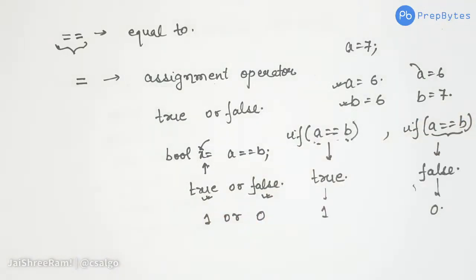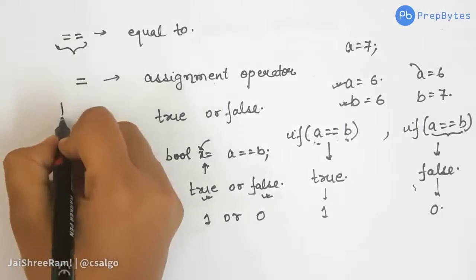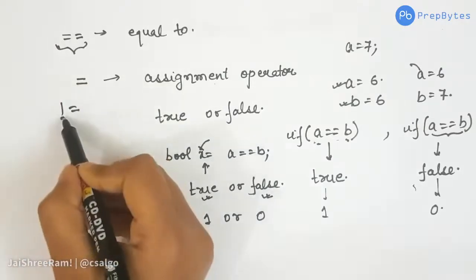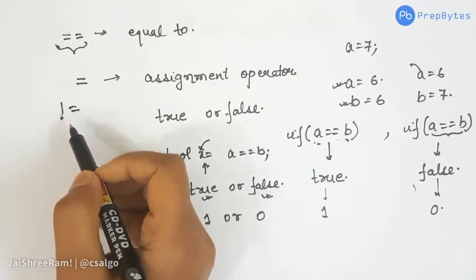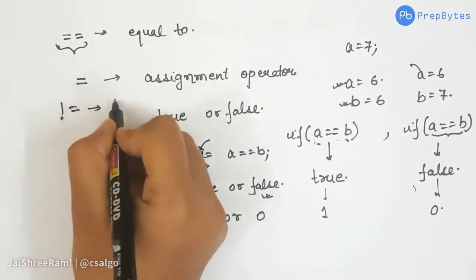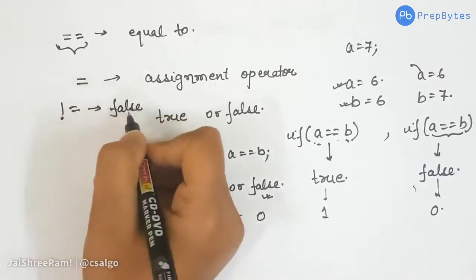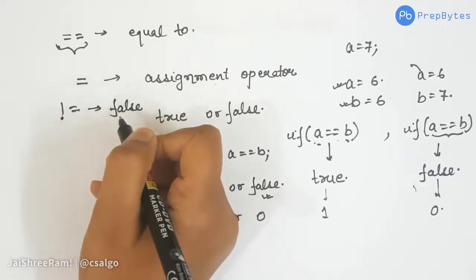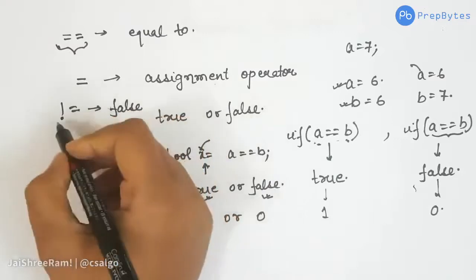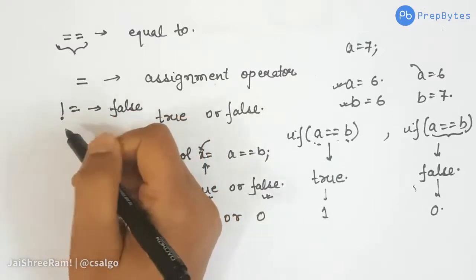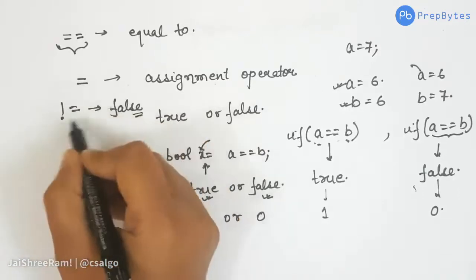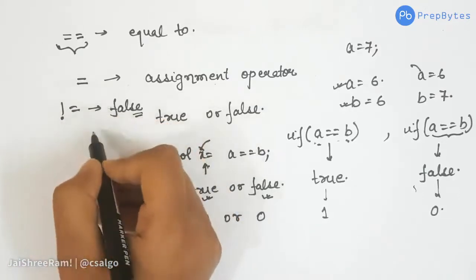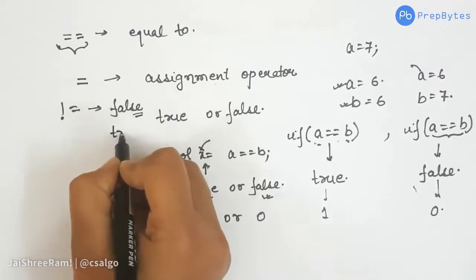Just the opposite of equal to is not equal to. In not equal to, it's just opposite to equal to. So if two numbers are equal, it gives the output as false. And if two numbers are not equal, the output is true. I'll repeat, not equal to is just the opposite of equal to.